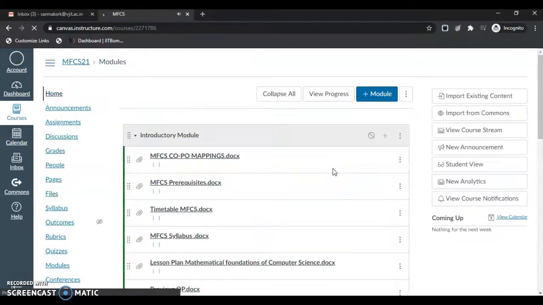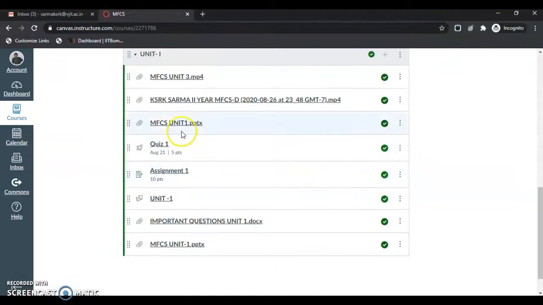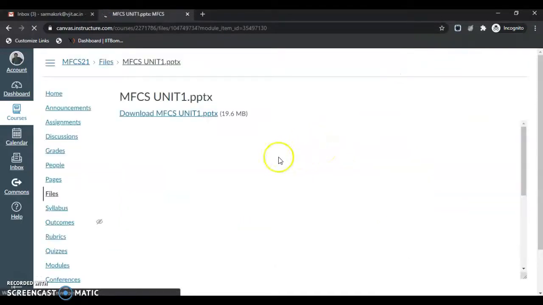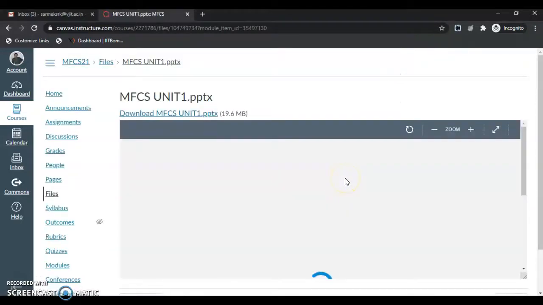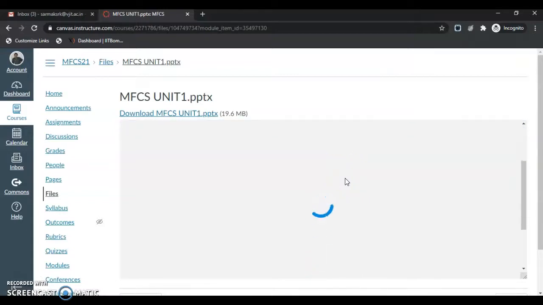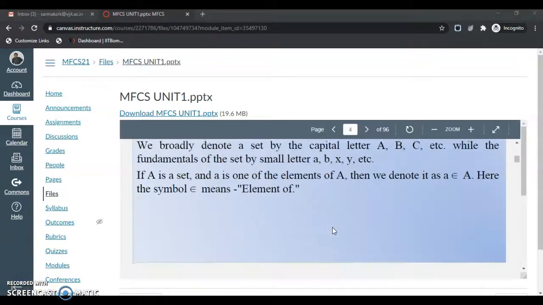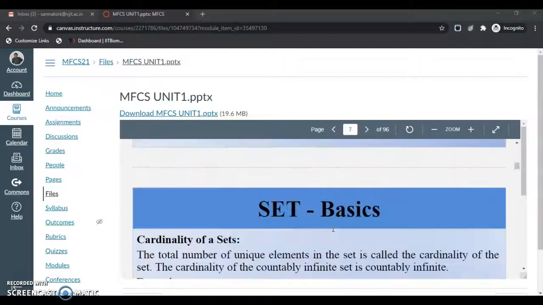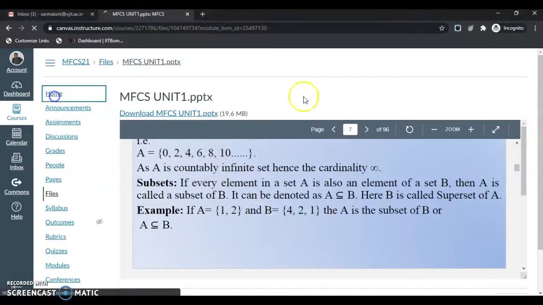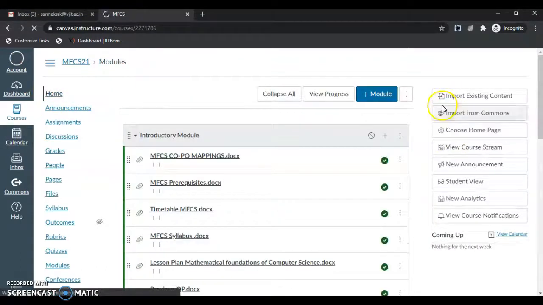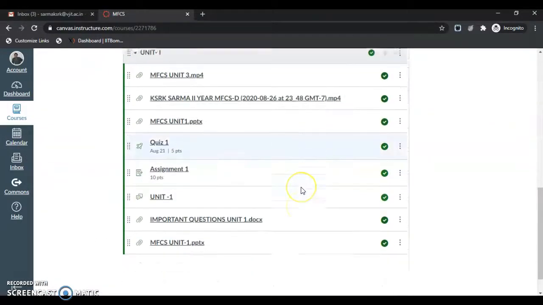Coming to the next one, that is the material for unit 1. After the completion of each and every class, we will be sending the material, and finally we will be sending one. This is the material for unit 1. Like this, we will be giving the material to the students, so after the completion of the unit, they can read it easily.